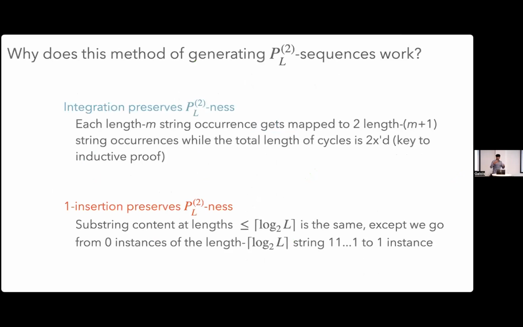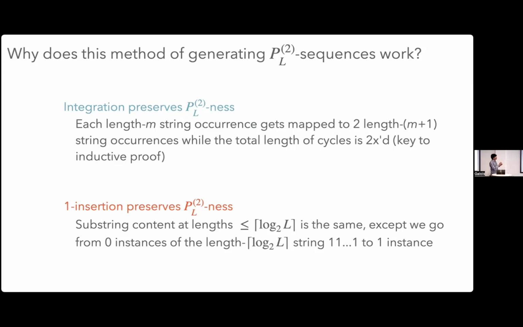Probably with these slides, you could recover this. You could construct PKL sequences of your own, or P2L sequences, but you might not understand why. The keys to an inductive proof are that both integration and 1 insertion preserve P2L-ness. Integration works because you get this 1 to 2 map.